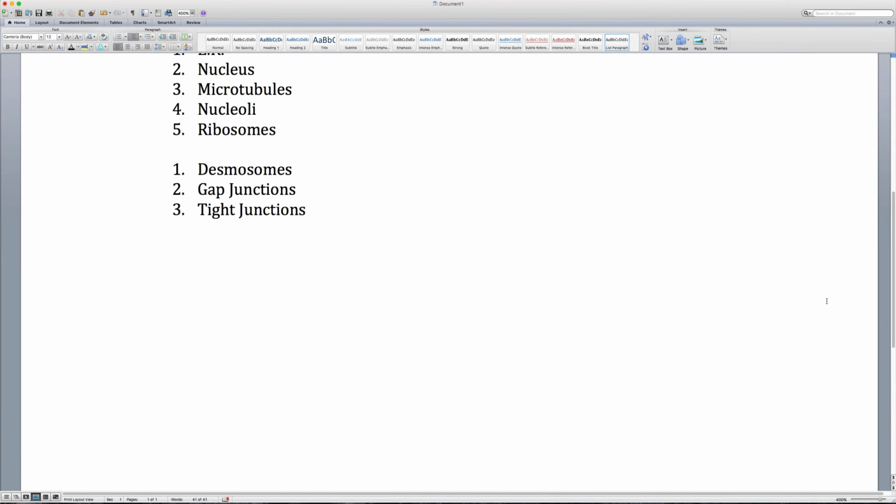Next question, are peroxisomes able to detoxify substances by enzymatic action? Next question, what functions do lysosomes serve?